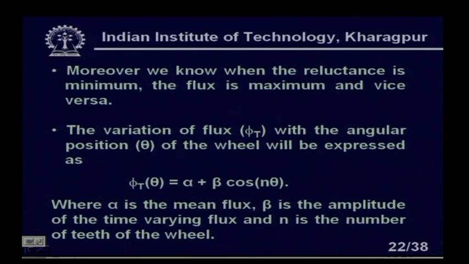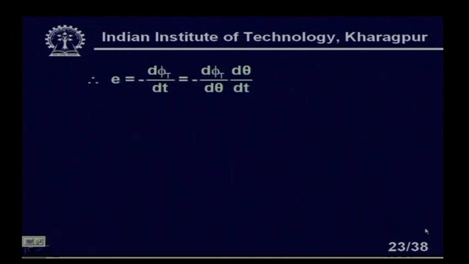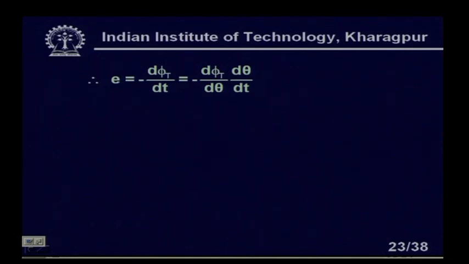There might be 4 teeth, there might be 8 teeth. So, here in this case we assume that the number of teeth is n. So, we can write phi T of theta, the total flux with respect to the angular position of the wheel, is equal to alpha plus beta cos of n theta, clear. So, E, the output voltage which will be received at the coil, is given by minus d phi T by dt, which equals minus d phi T by d theta into d theta by dt, that we can always write.